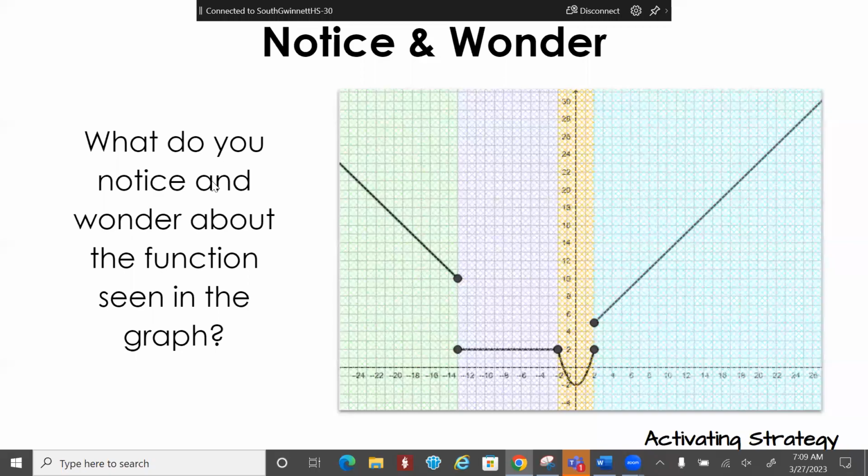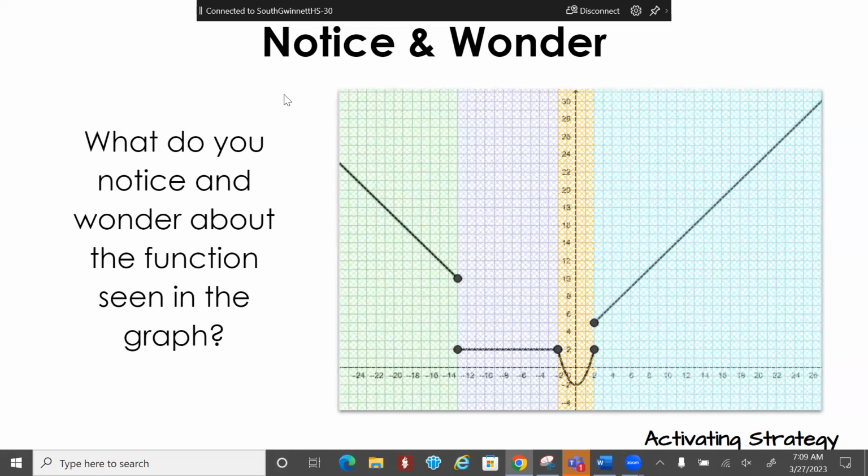So what do you notice and what do you wonder about the function seen in the graph? What do you notice? What do you wonder? One thing you see. Anything weird about this graph? They're in different places, like they're separated, right?